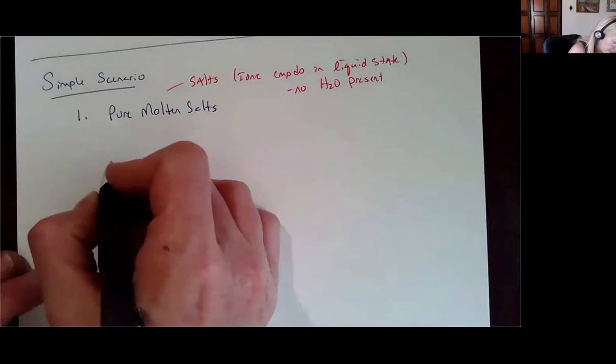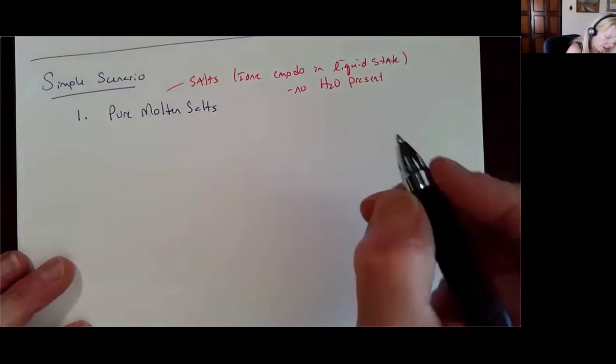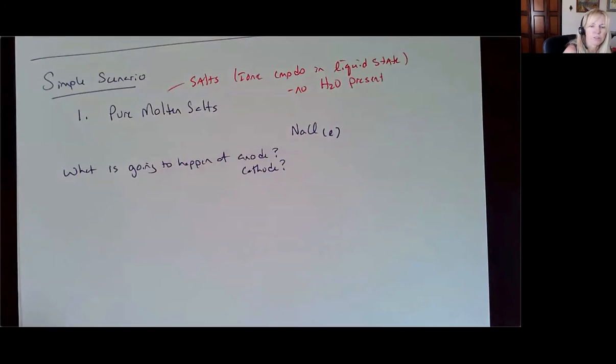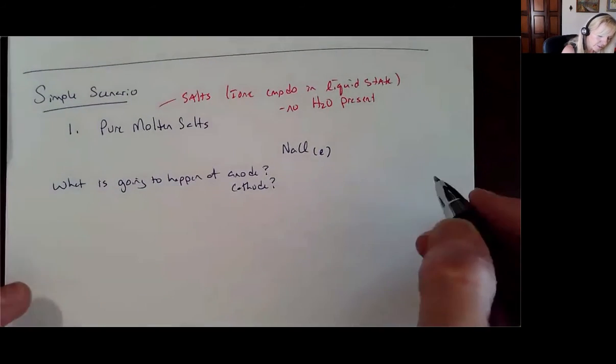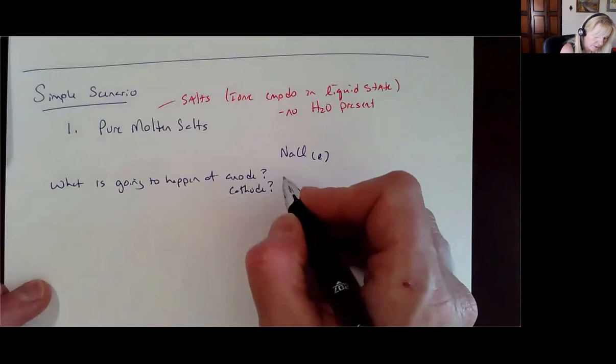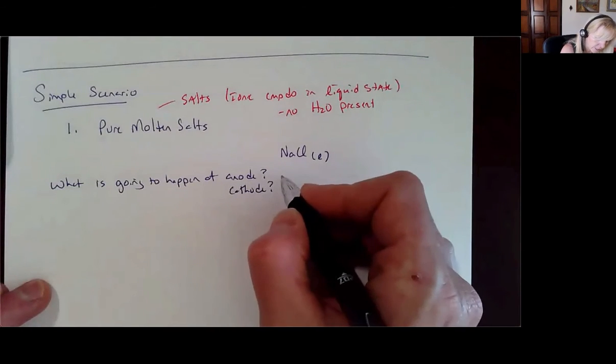If I think about this, let's say I have sodium chloride. What is going to be oxidized or reduced? So I'm going to run an electrical current through this molten salt, and I want to know what's going to be oxidized and what's going to be reduced.